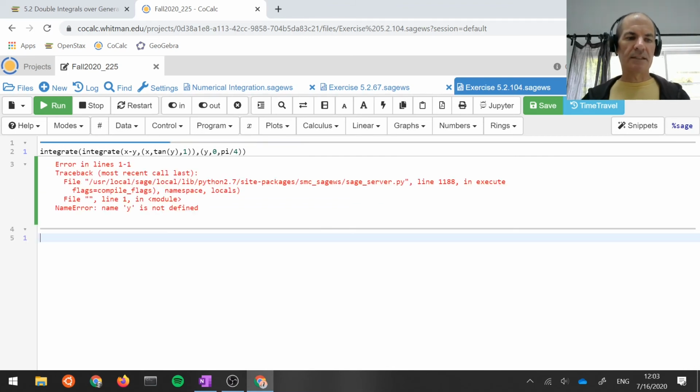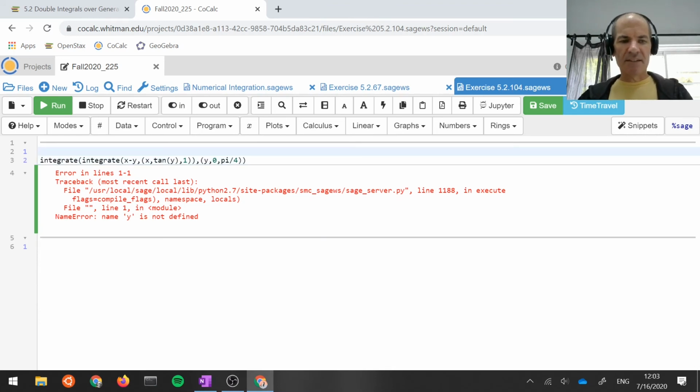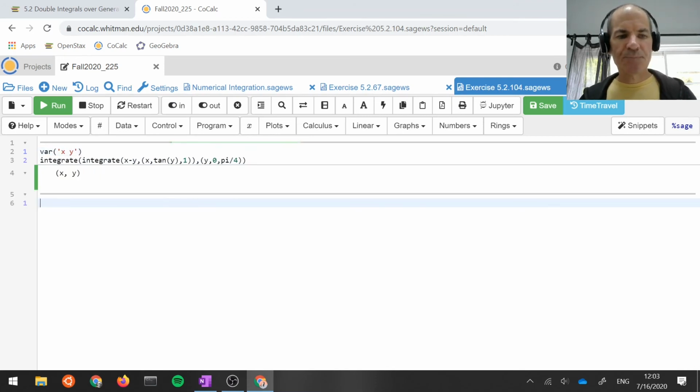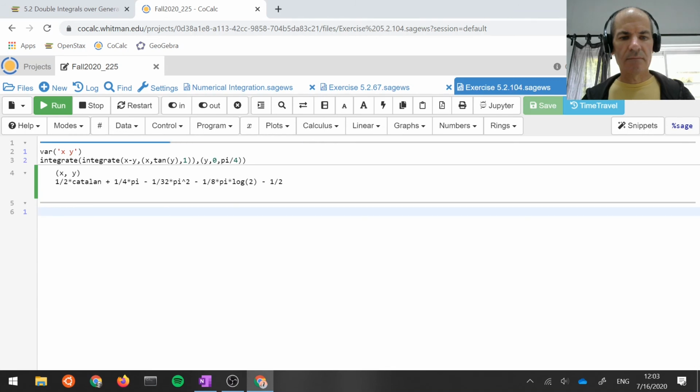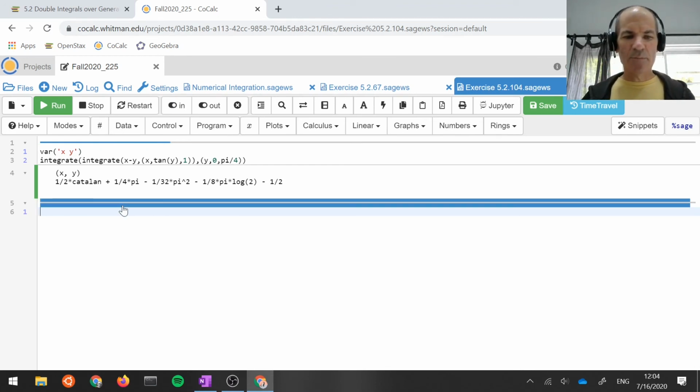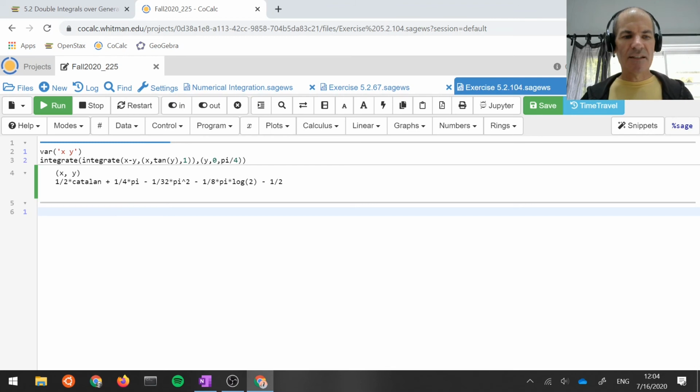Oh, I forgot to declare y. Let's go up here. I think x is declared by default in Sage, but y is not. Oh boy, I have no idea what any of that is. Catalan, some sort of exciting random function, I suppose. And then we can do the other integral.